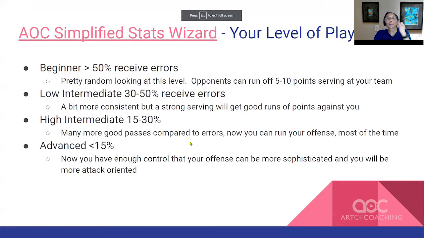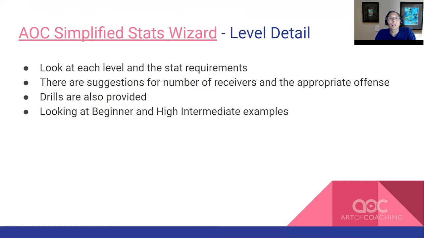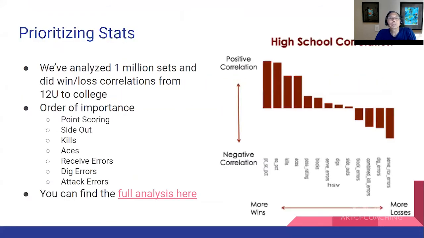Okay, so we've gone through a demo and we've covered the ranges and looked at the levels of play and some of the examples. So now let's look at the prioritization of stats. This example here is a high school correlation. And the upper bars talk about positive correlations, and the lower bars are negative correlations. We have 1 million sets of data to do this correlation of win-loss, and it ranges from 12U all the way up to college, right?